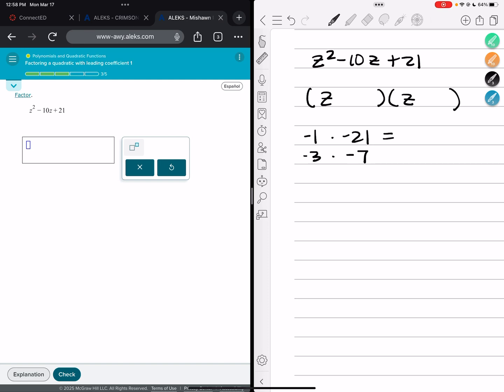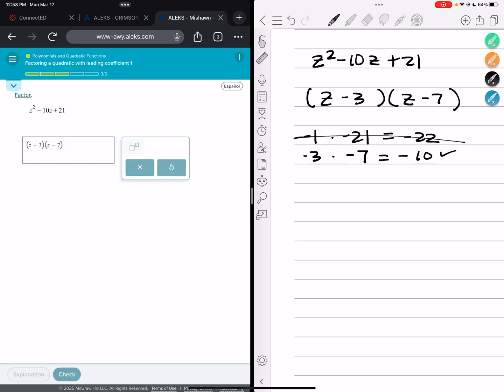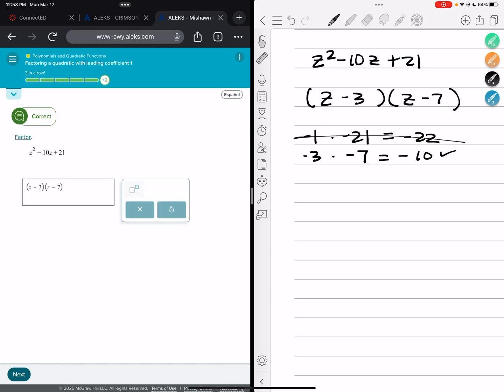When I add them together, that's negative 22, so that one doesn't work. And when I add these together, it's negative 10, so that one works. So I'd go z minus 3 and z minus 7. So I'd come over here and go parenthesis z minus 3, z minus 7, like that, which we can check. Okay, and that's how you can factor a quadratic.